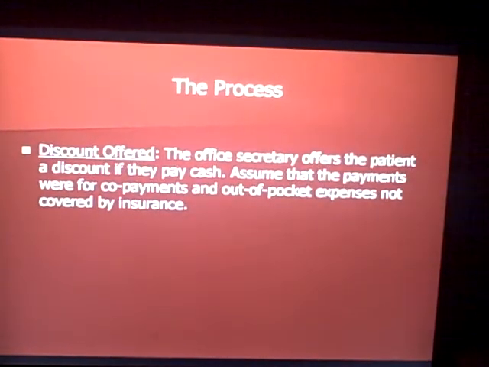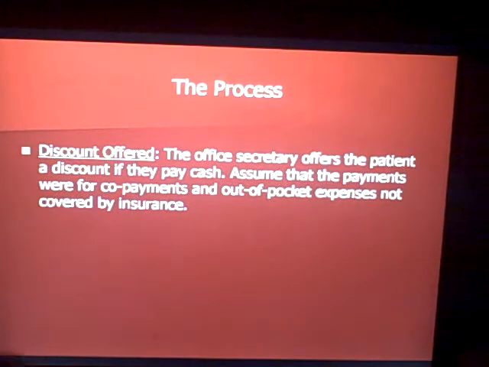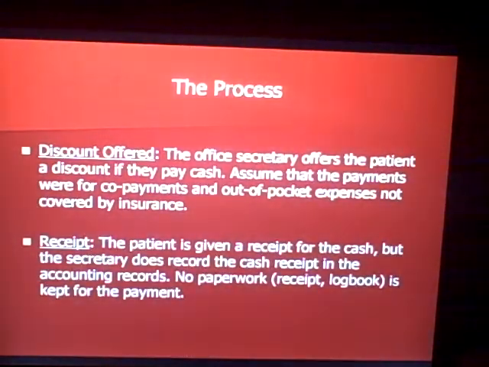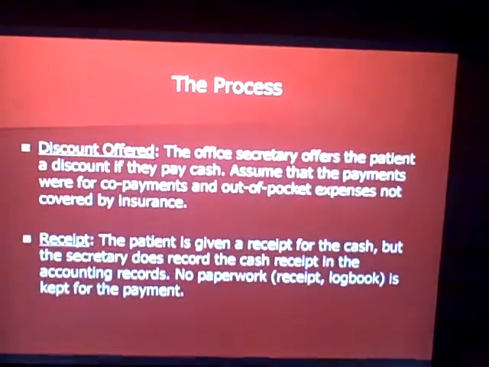Here was the process that was in place at the office. The office secretary offers the patient a discount if they pay cash, which the doctor is not aware of. Assume that the payments were for co-payments and out-of-pocket expenses not covered by insurance. We've all gone to the doctor and paid those co-pays of maybe $20 or so. The patient is given a receipt for the cash, but the secretary doesn't record that cash receipt in the accounting records. No paperwork is kept for the payment. So far the doctor is unaware.